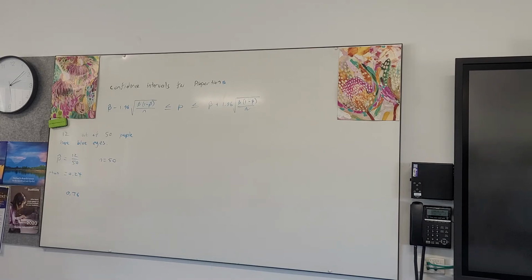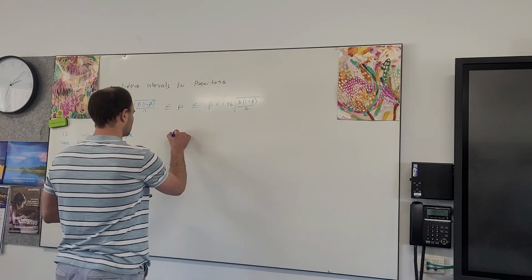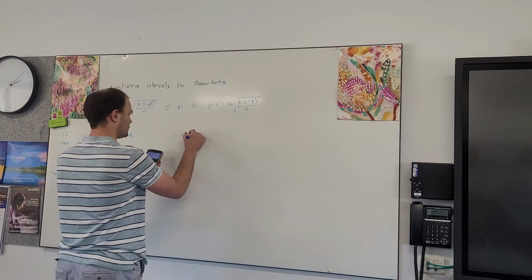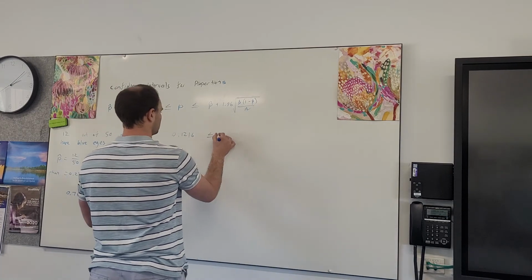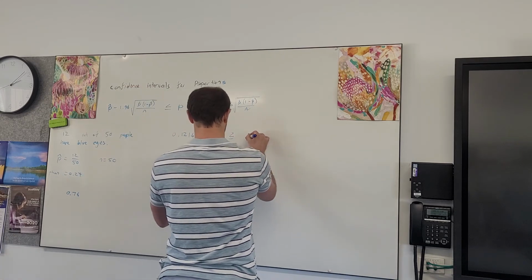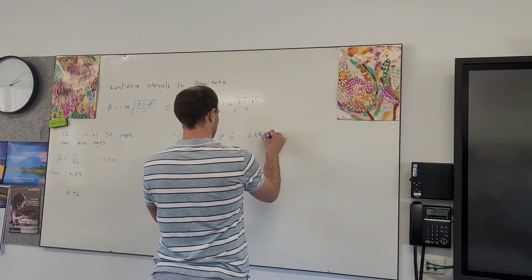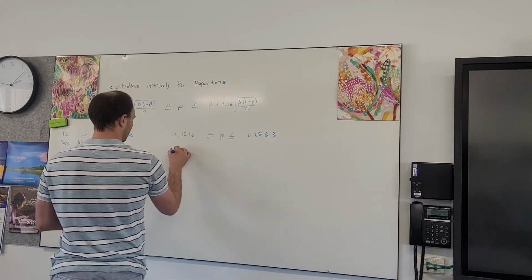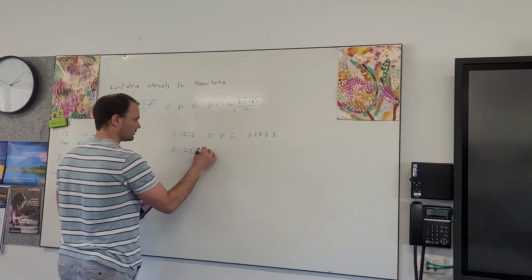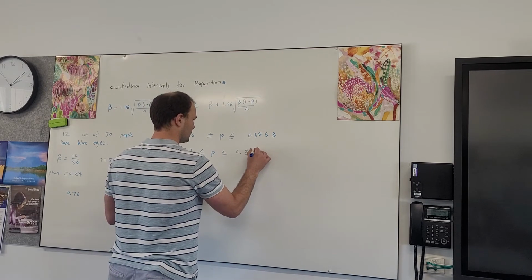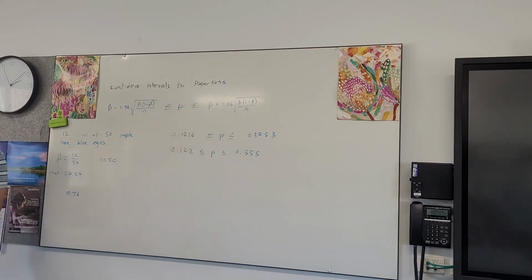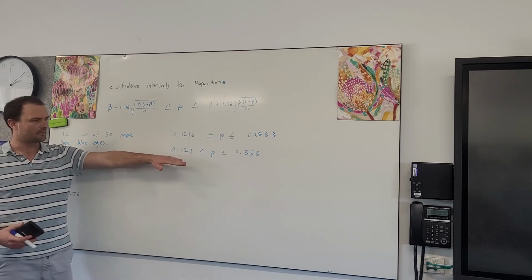So we have 12 out of 50. Two, 1, 6. Okay, so then the three significant figures. Alright, so I've calculated that there. I've got the lower boundary and the upper boundary.